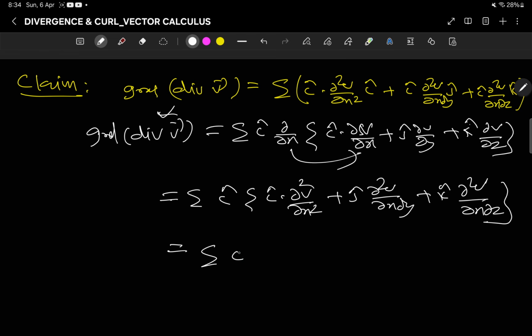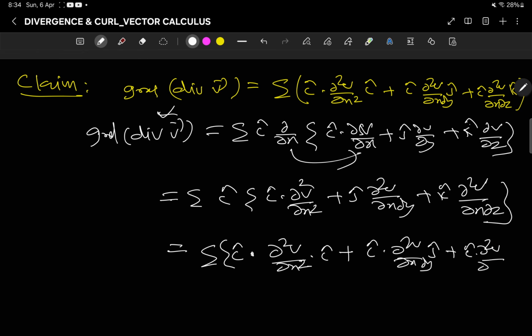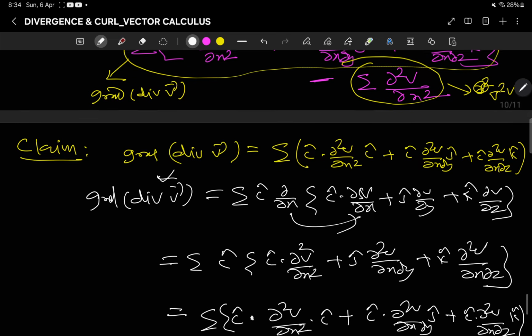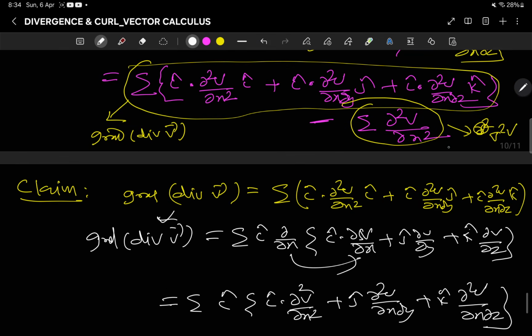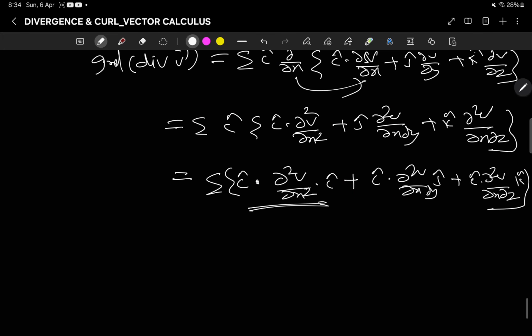So this is equal to, I can write summation of I dot del square V by del x square I plus I dot del square V by del x del y j plus I dot del square V by del x del z k. Okay, so now A dot B dot C is A dot B dot C in any order I write. So now I substitute in star. So let it be my star. So now star follows.